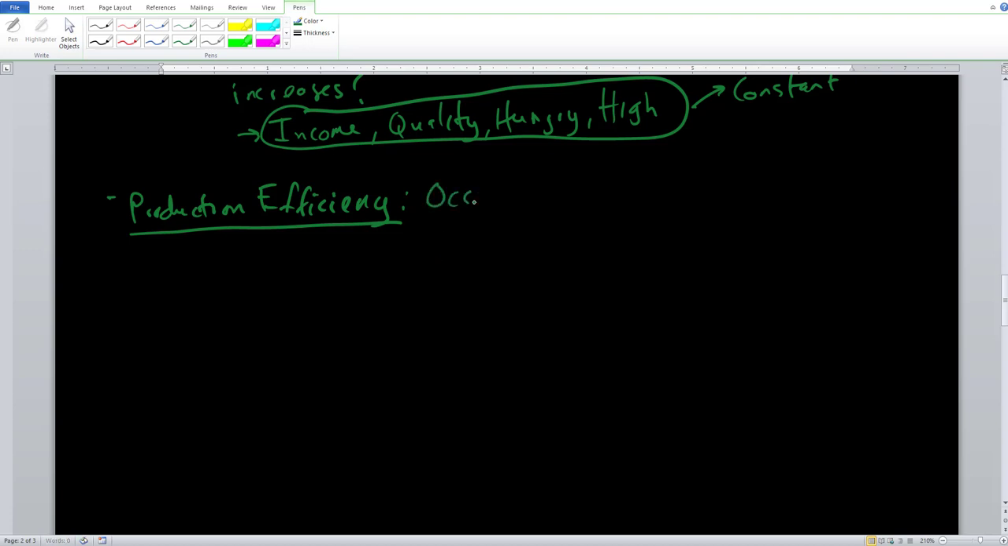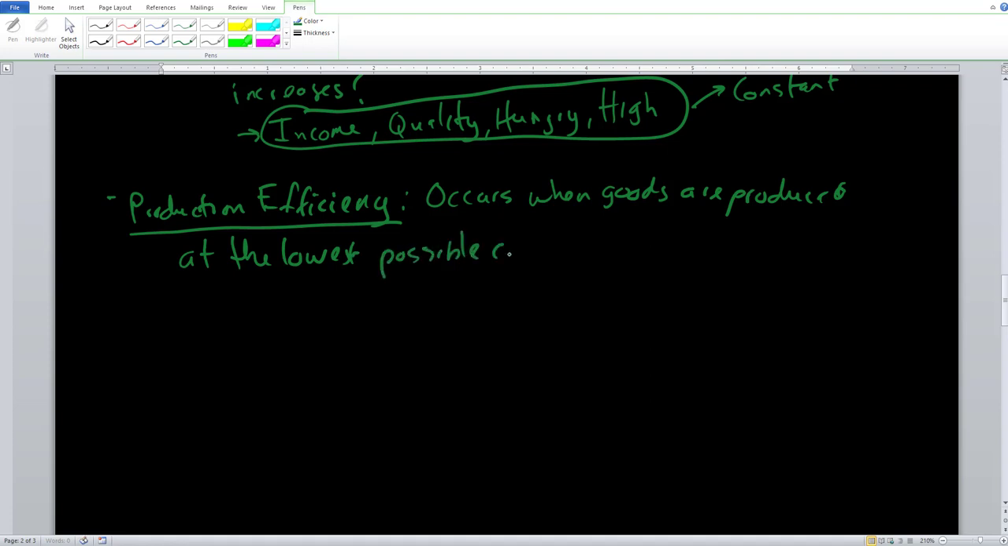So production efficiency occurs when goods are produced at the lowest possible cost. Also, using all resources to maximum usage. So, two definitions of this. We can also say using all resources to maximum usage. We can just go ahead and say fullest extent.